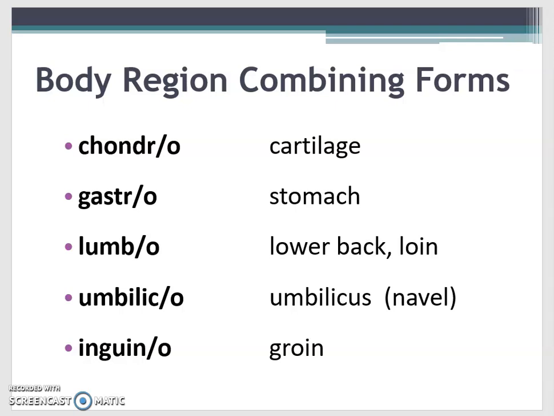So the combining forms that we're going to be focusing on with body regions are chondro, meaning cartilage; gastro, meaning stomach; lumbo, lower back or loin; umbilico, which is the umbilicus, the navel, or the belly button, depending on which word you've chosen to use for that particular anatomical landmark; and inguino, which means groin.